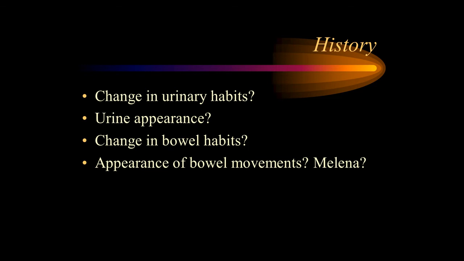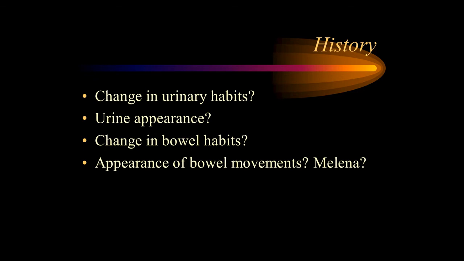Has there been any change in their urinary habits or their urine appearance? Is it real dark? Is it cloudy? Is it foul smelling? It could be that they have a UTI or a bladder infection. Again, change in bowel habits. Are they having frequent diarrhea? That can cause inflammation, such as diverticulitis, which is inflammation of the bowel. Appearance of bowel movements. Again, melena is a specific term for the dark tarry stools. So that would be blood in their poop.